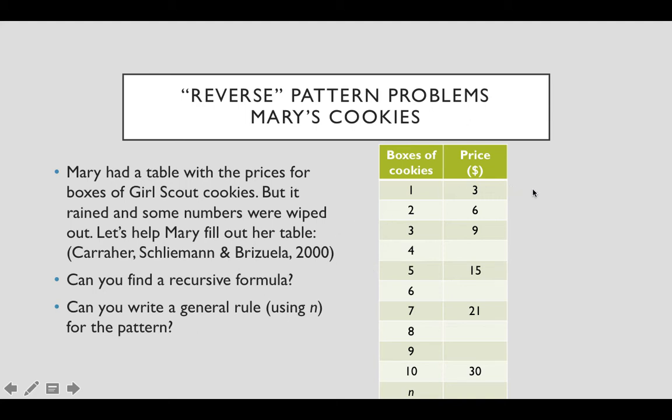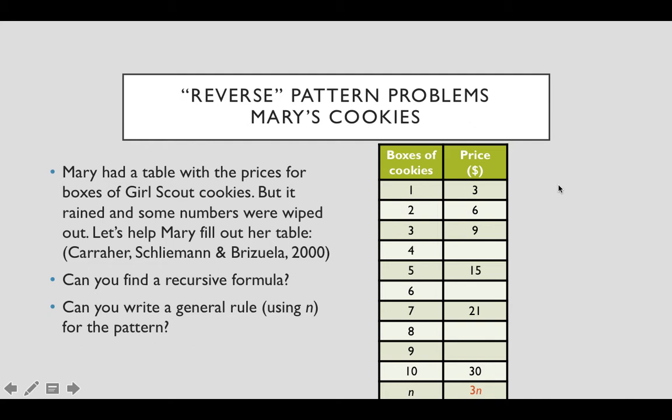But if I look just at these first three things, one of the things I can see is that as the box of cookies goes up 1, the price for the cookies goes up 3. And when the boxes of cookies go from 2 to 3, the price goes from 6 to 9. That's up 3. So it looks like my recursive formula is every time the boxes go up 1, the amount of cookies goes up 3.